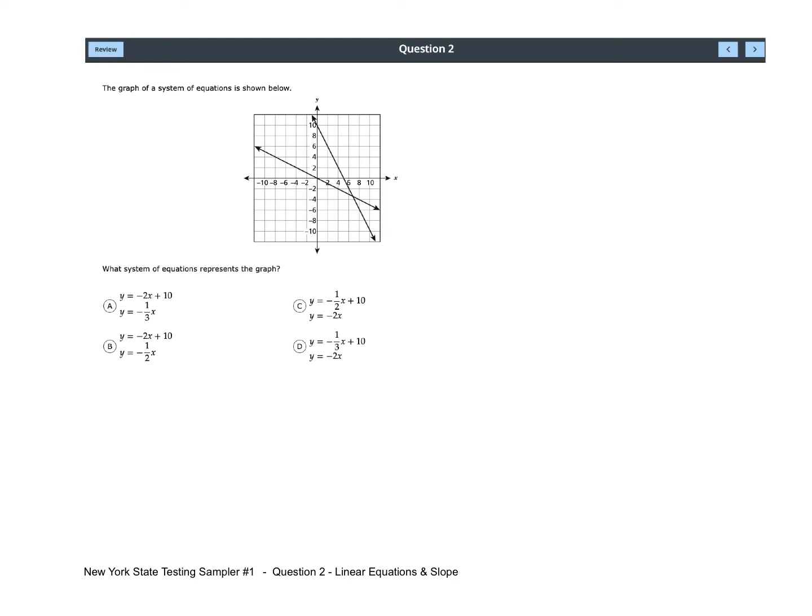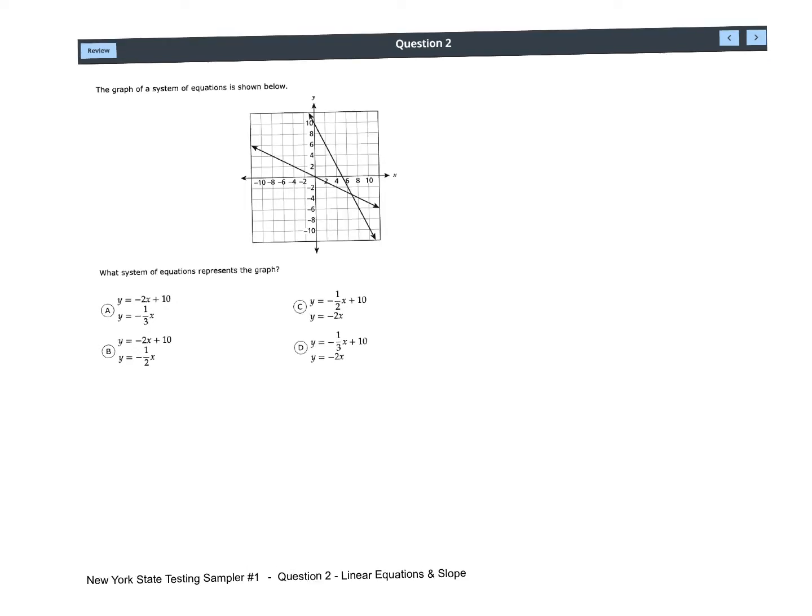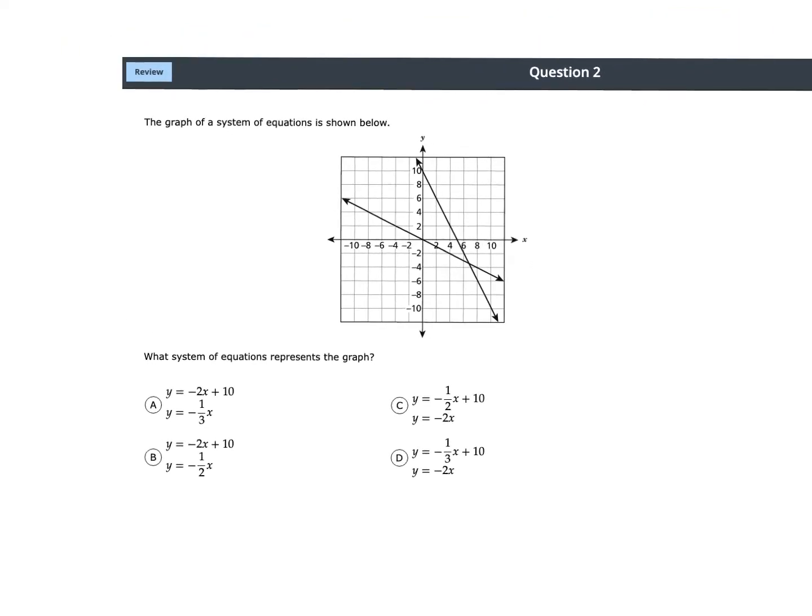This is New York State testing for grade 8. It is sampler number 1, question number 2, and it's from linear equations and slope. So if we take a look at this graph that they've given us, we have two linear equations. I'm going to mark one of them in red, and I'll mark one of them in blue.